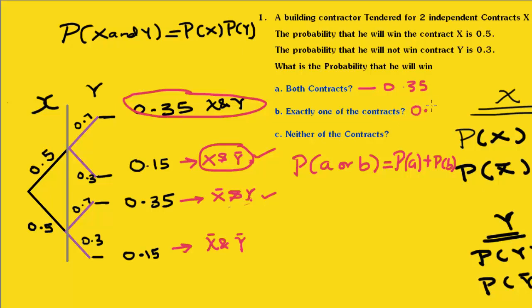And finally, the question is the probability that he wins neither of the contracts. Well, we know from the outcomes that here he wins at least one, and here he wins both. This is the only outcome where the builder wins none of the contracts, and the probability there is right there, 0.15. And these are your answers.